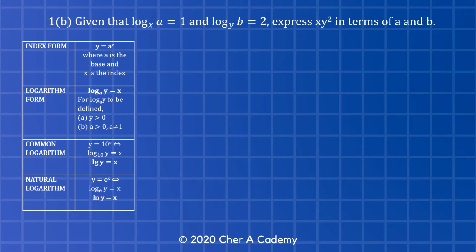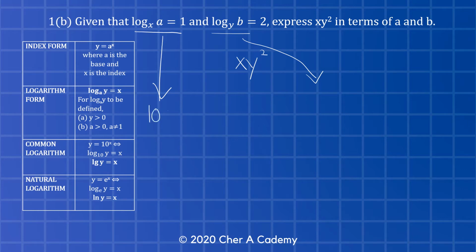Right, now let's look at another question. Given that log base x a is equal to 1 and log base y b is equal to 2, express xy square in terms of a and b. So I need to know what is xy square. And I have two log forms here. So basically I will need to tease out my x from here, and I'll need to tease out my y from here. So what I have to do is change the log form to index form.